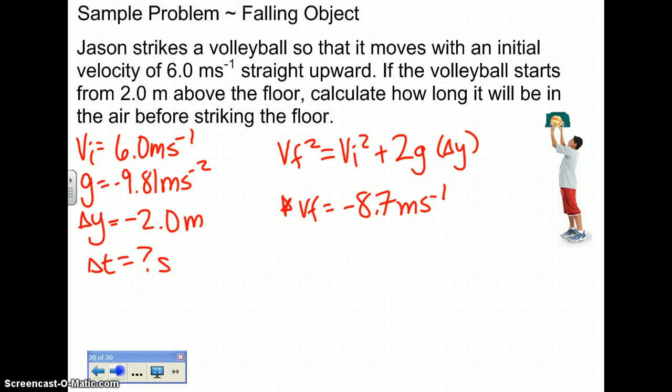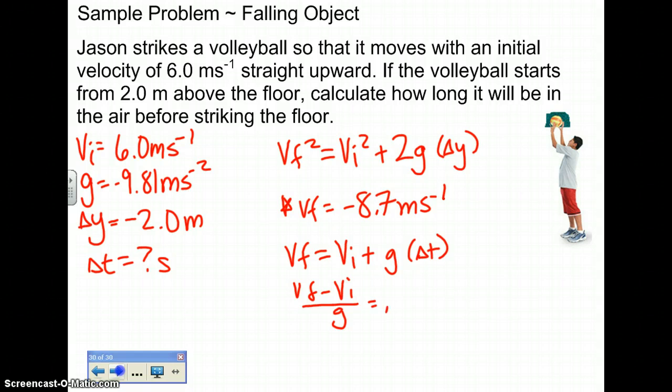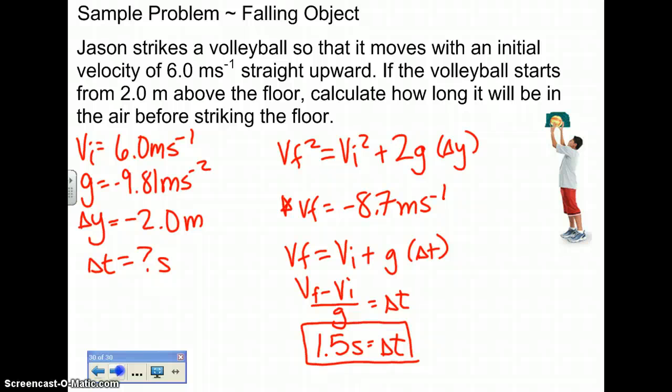Once you get that final velocity, then use your second kinematic equation to figure out how long it will take. Rearranging that equation will give you vf minus vi all over g will equal delta t. Take a second, plug in the vf that you just solved for, minus your vi, divided by a negative 9.81, which will give you a positive, and your positive will give you a final answer of 1.5 seconds. That will give you your delta t, okay? 1.5 seconds.